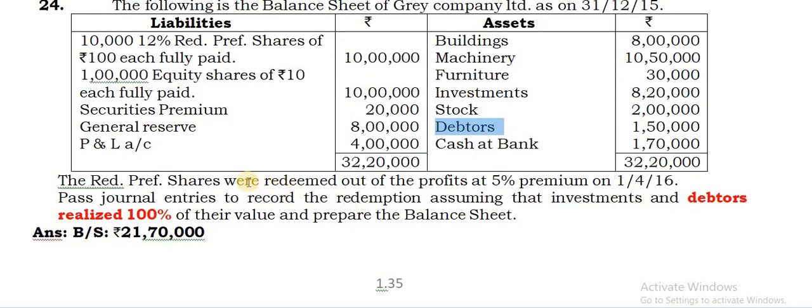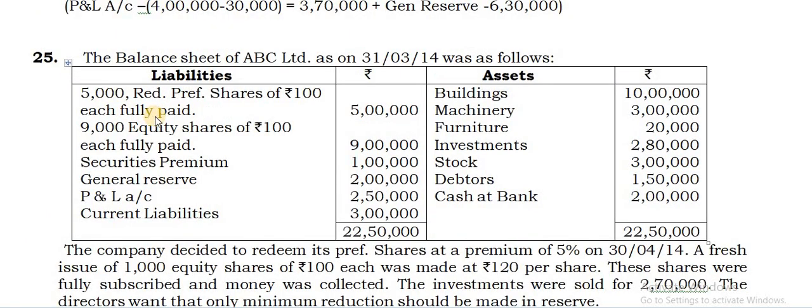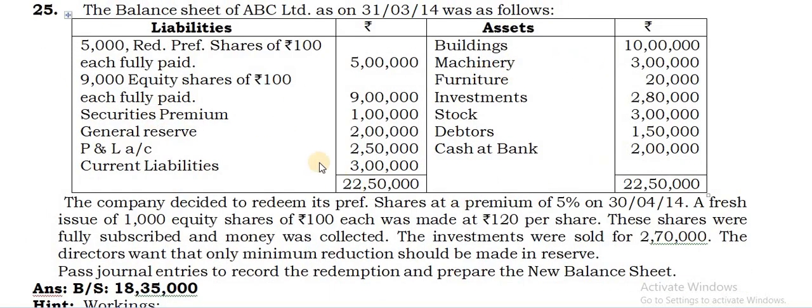Alright. So this is your homework problem. Try completing it. Even question number 25 is your homework problem. This current liabilities you can take separately, as other current liabilities, 3 lakhs.